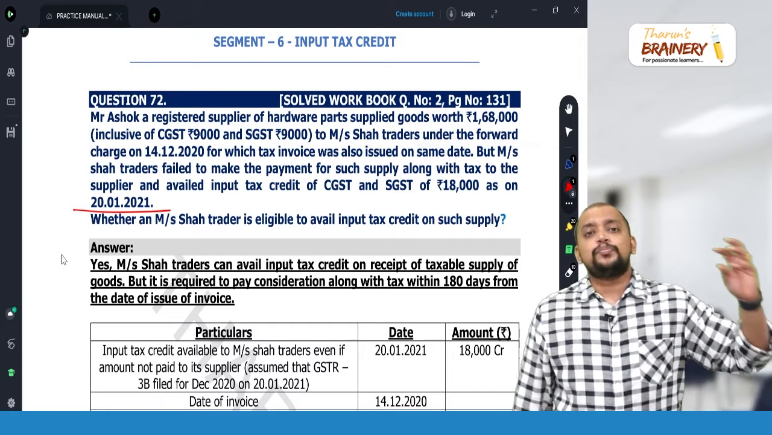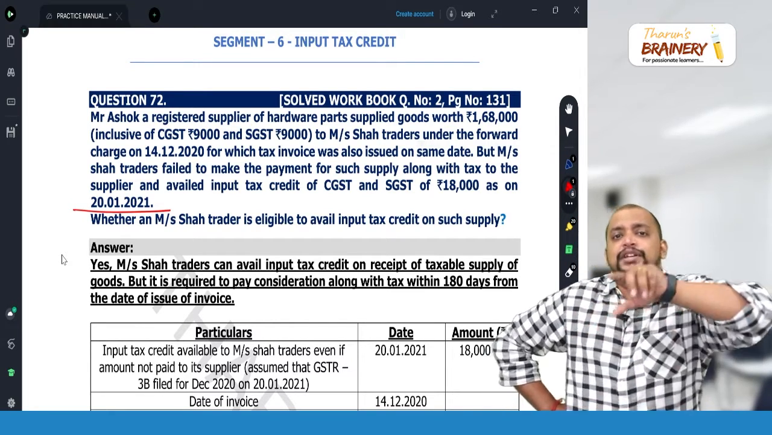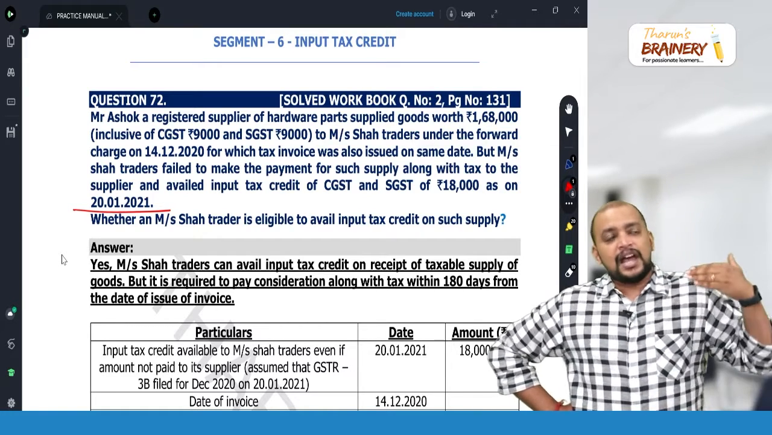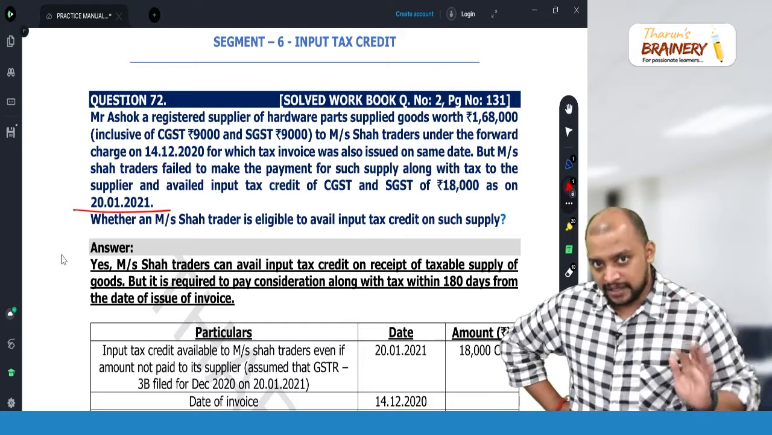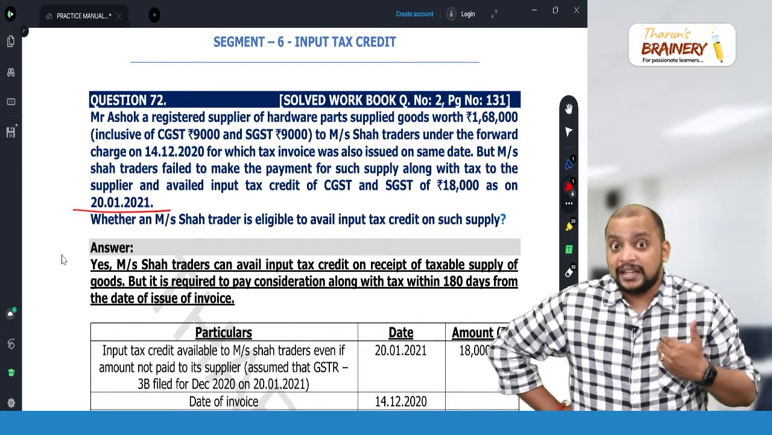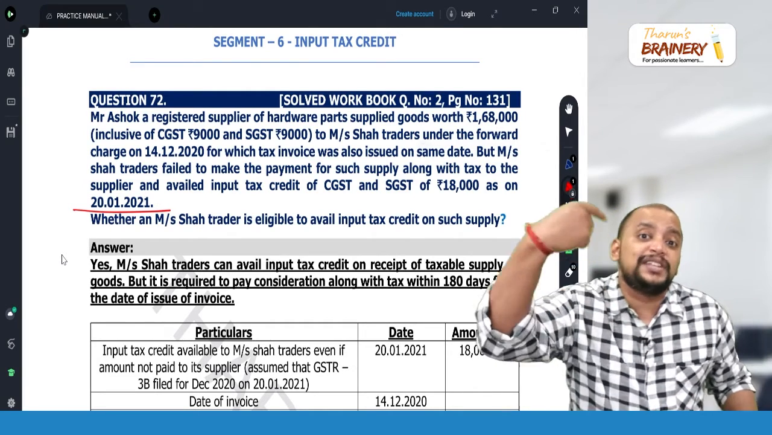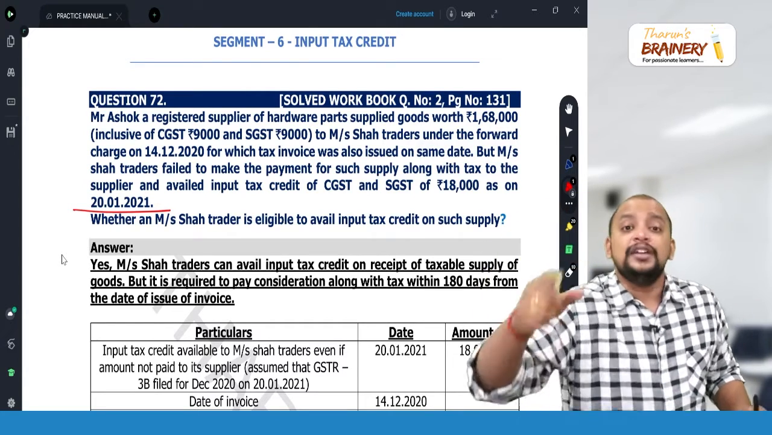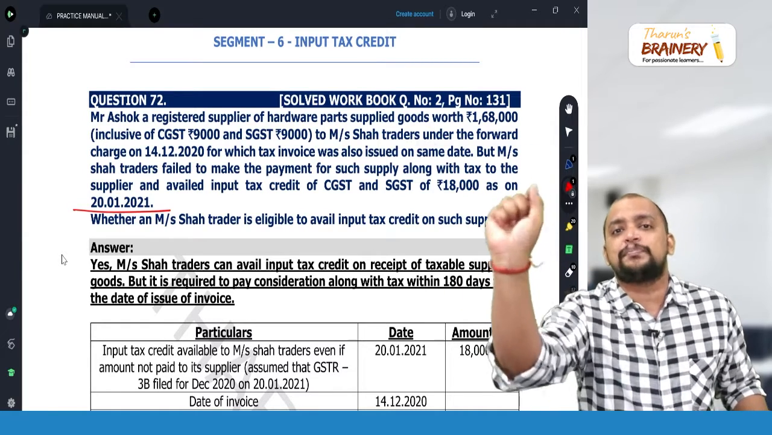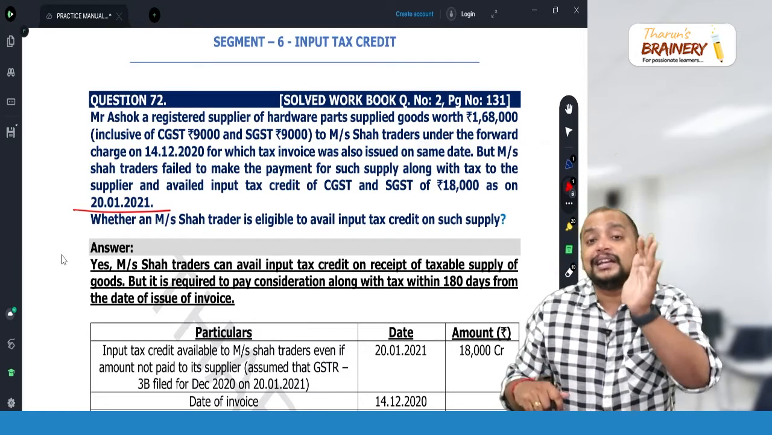Now there is one provision which says that if the recipient is not making payment to the supplier within 180 days from the date of invoice, for example, I am the supplier, you are my recipient, then so much of the ITC availed by the recipient needs to be reversed along with interest at the rate of 18% per annum. From when to when? From the date of availment till the date of reversal.